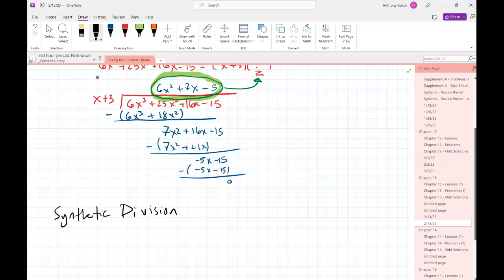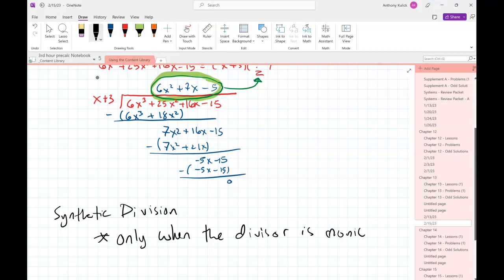Now there's a couple of catches for synthetic division. This is a special case of long division. Long division will always work. You can always do long division. You cannot always do synthetic division. We can only do synthetic division when the divisor is monic, something like x minus k.